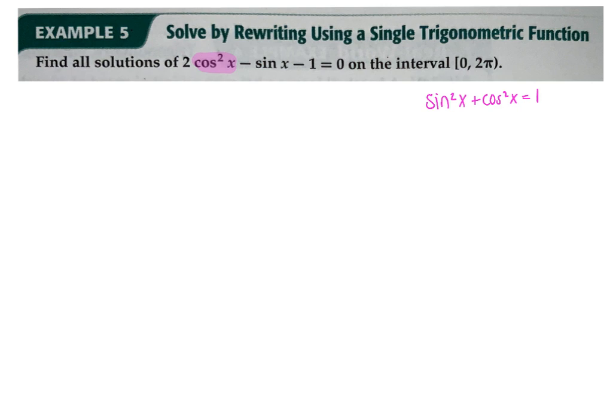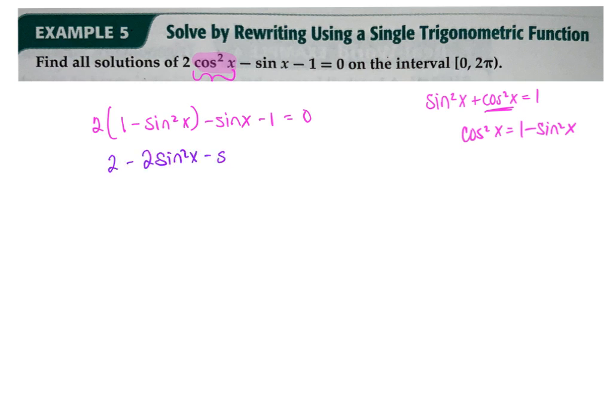And so if I were to want to say, what is cosine squared? Well, cosine squared is 1 minus sine squared. And so I can replace this cosine squared with 1 minus sine squared. So I'll say 1 minus sine squared minus sine minus 1 equals 0. And then I have a possibility of factoring. So I'm going to distribute this guy, and then I'll combine my like terms there.